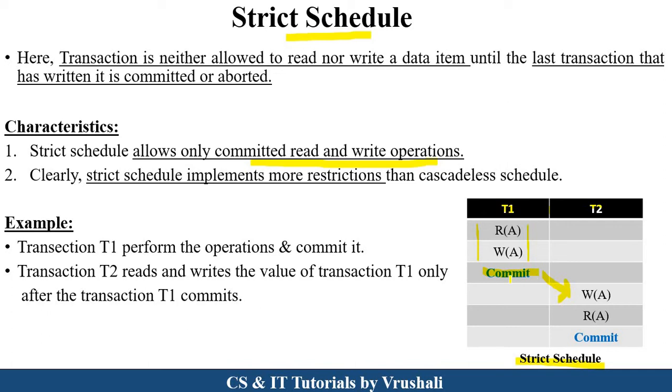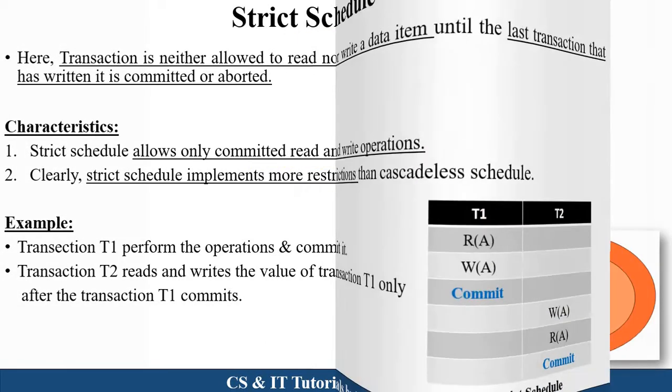In cascadeless schedule, after commit read operations are performed. In strict schedule, after commit write operations are performed, right? So this is called a strict schedule and it maintains consistency in the database. And it also solves the write problem. Clear? And this strict schedule has more restrictions and is more restrictive than cascadeless schedule. Next.